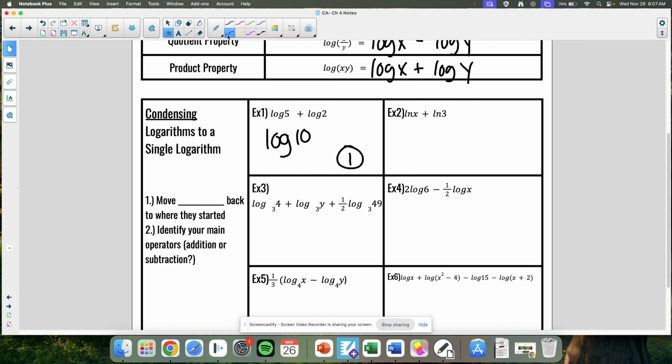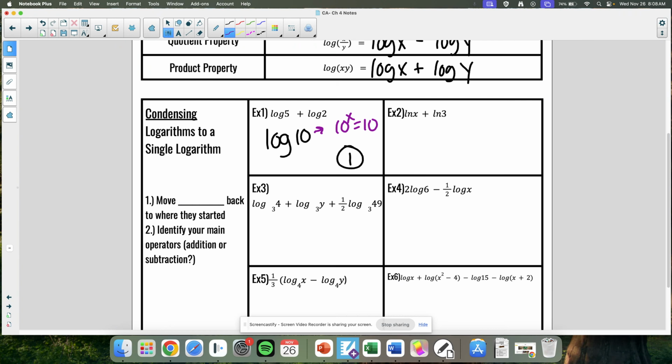If you can evaluate the log, you should. Because reminder, the base of this log is a 10. So 10 to what power equals 10? The answer to the log is the missing exponent that the base needs. So if you notice that log has an answer, you should write down what that answer is.